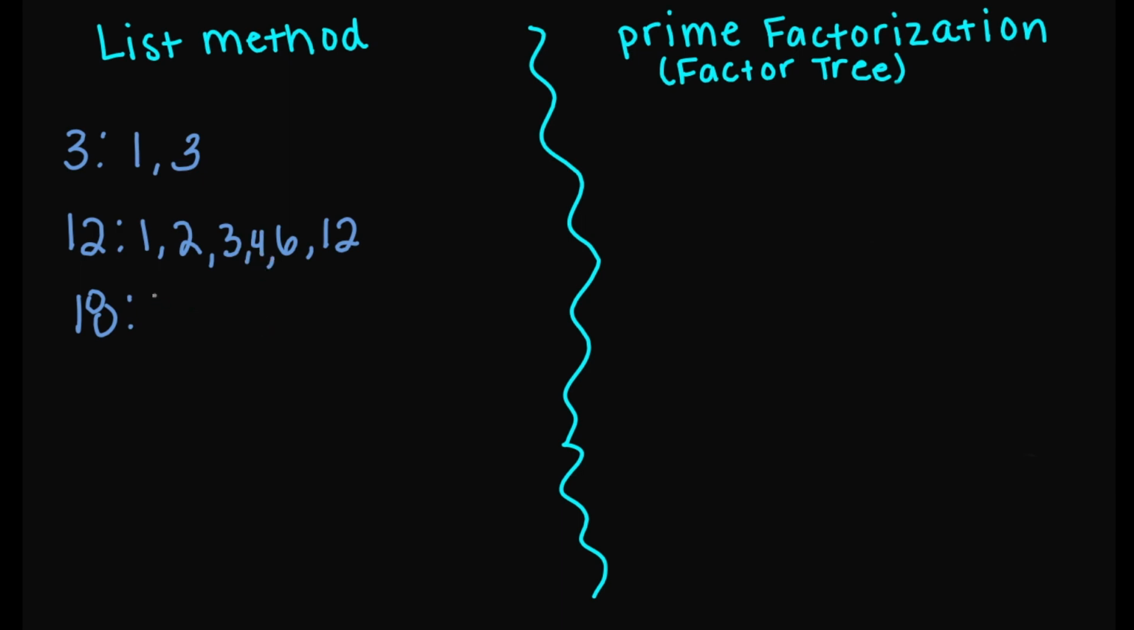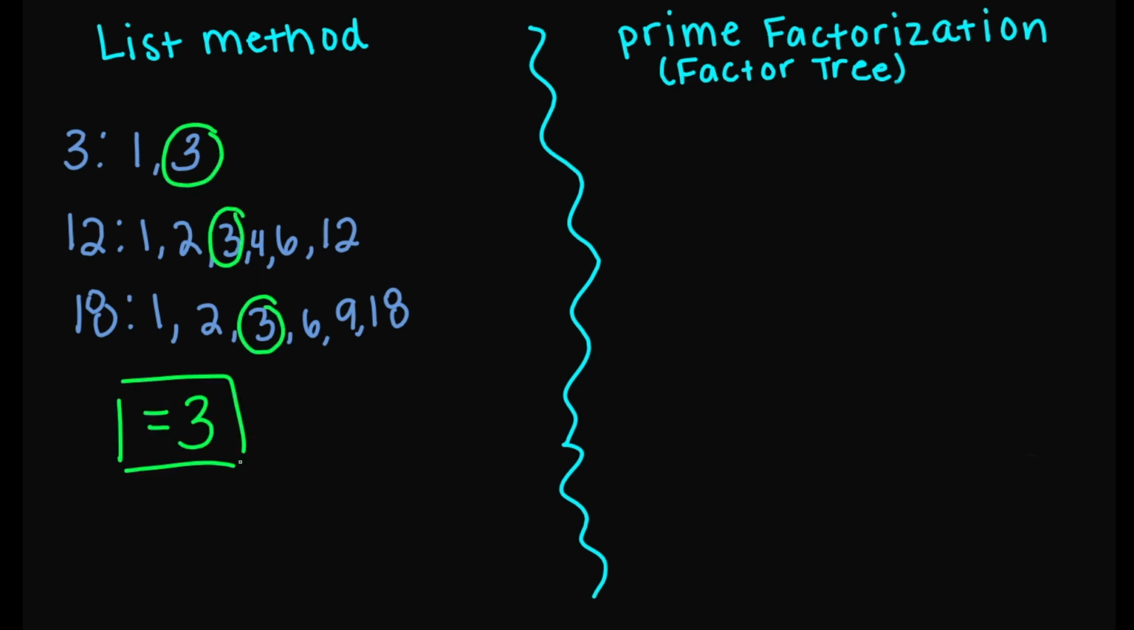For my 18, you have 1 times 18. Next, we have 2 times 9. And then we have 3 times 6. That's also going to give us 18. So the common factor that all 3 numbers share is going to be the number 3. So your GCF, if you're using the list method, is going to be 3.